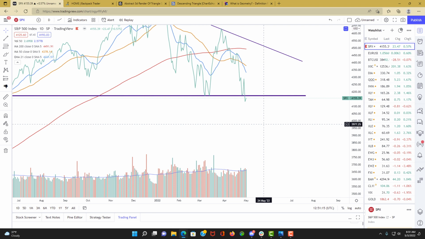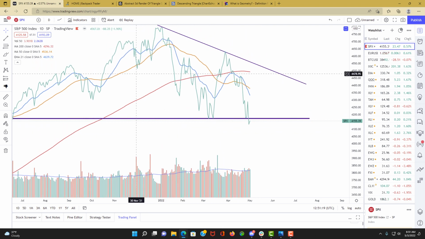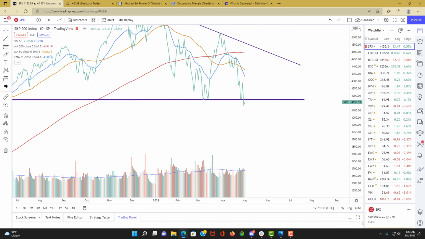How much farther can it go? There are measurable abilities and implications with a descending triangle. Not too difficult. Just take the top of the pattern, which goes back to the beginning of the year, extend it down to the support area, which is no longer a support area. That's why the pattern has been fulfilled as it broke. Measure that out, and that brings the S&P down another 15% or so.